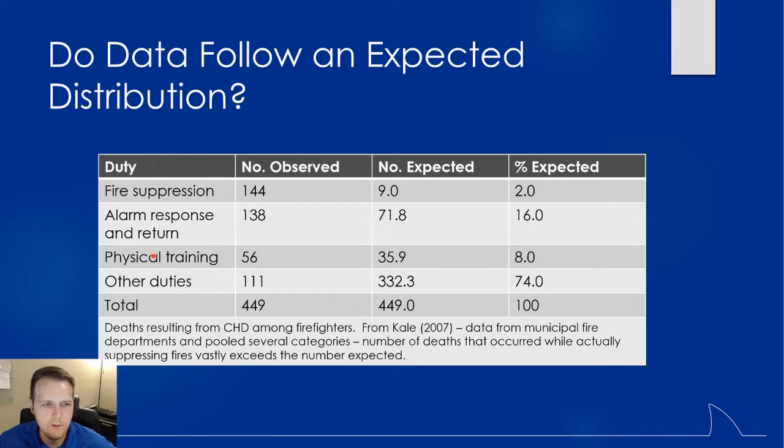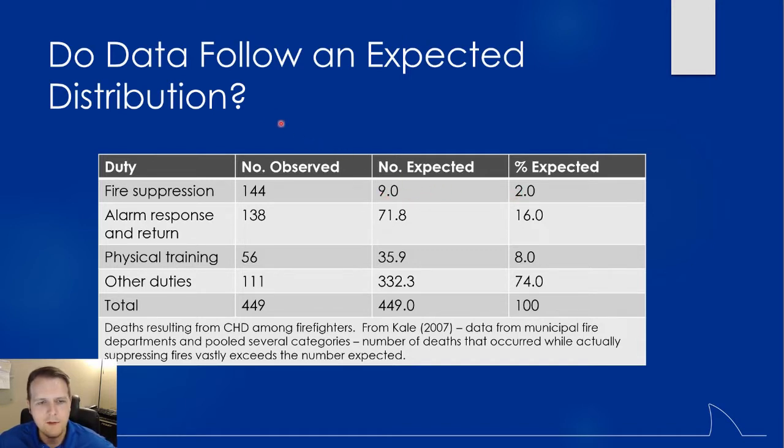Here we have the duties of what the firemen were doing, whether physical training, alarm response, and things like that. They looked at the expected time, basically the percentage of their day spent on all these activities. So 2% of the time actually fighting fires, 8% doing physical training, all of that adds up to 100%. Based on the total number of deaths, which is 449, 74% of those 449 deaths, 332 of them, should occur during the other duties time. Based on the fact that they spend 2% of the time actually fighting fires, you would expect 9 deaths to have occurred over the study period.